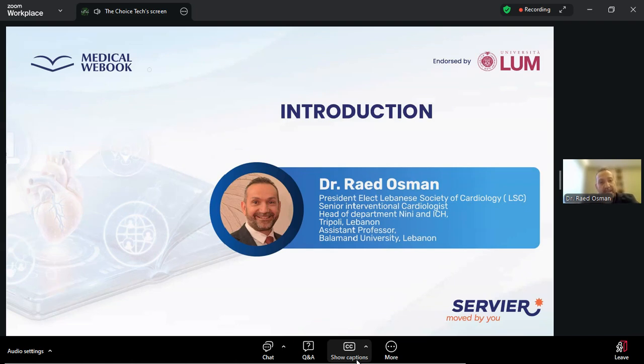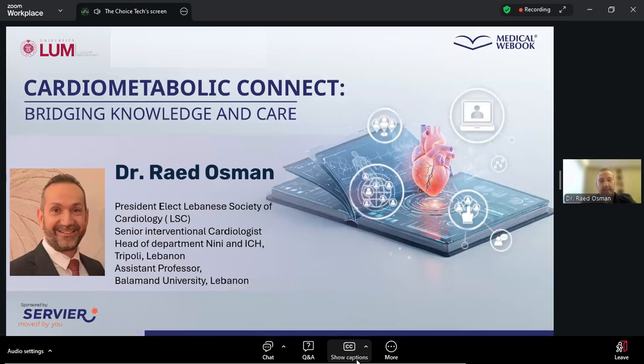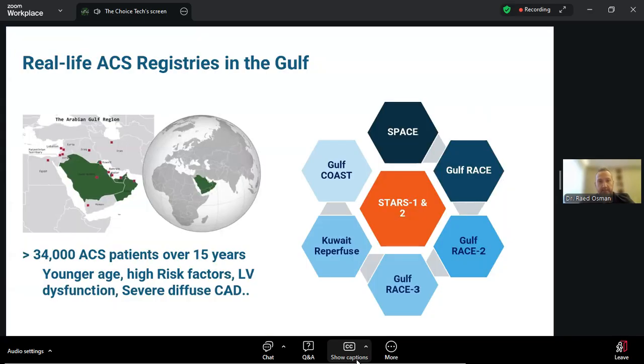Before we begin our scientific program, I would like to briefly set the stage by highlighting a few important points regarding the burden and complexity of cardiometabolic disease. So this is my first slide. This slide summarizes the major real-world acute coronary syndrome registries conducted across the Gulf region over the last 15 years.